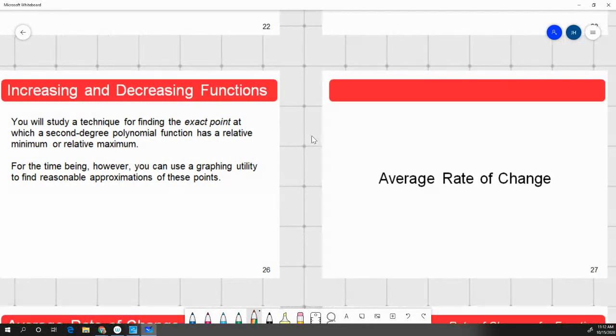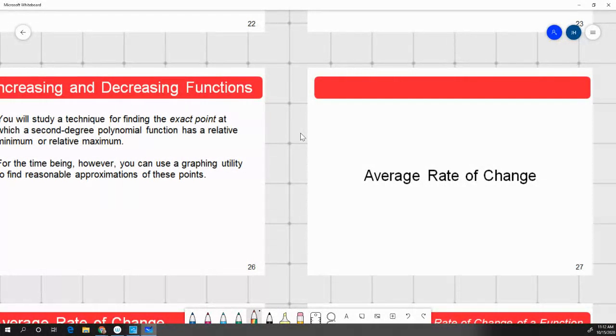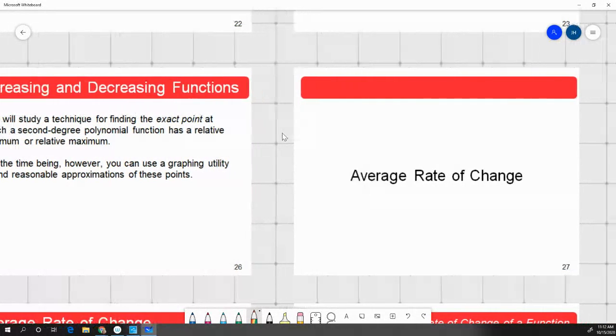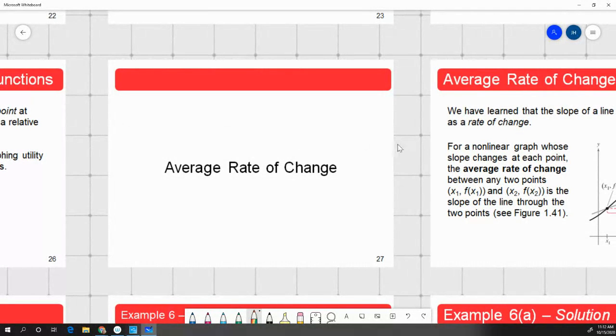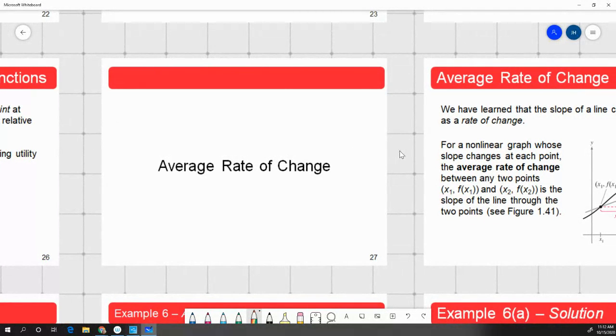Ultimately today, we're just trying to get you to be able to look at a graph and be able to tell me the intervals in where it is increasing, decreasing, or constant. Average rate of change is just slope. It's fancy for slope, but that's what's happening, we're finding a rate of change.